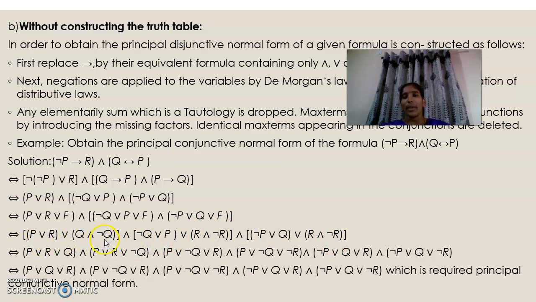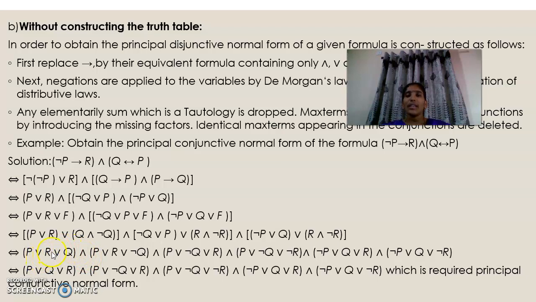So directly you apply the distributive law. P or R or Q, and P or R or negation Q. And the next one: negation Q or P or R, and P or negation Q or negation R. And the next one: negation P or Q or R, and negation P or Q or negation R. So these are the product of max terms.